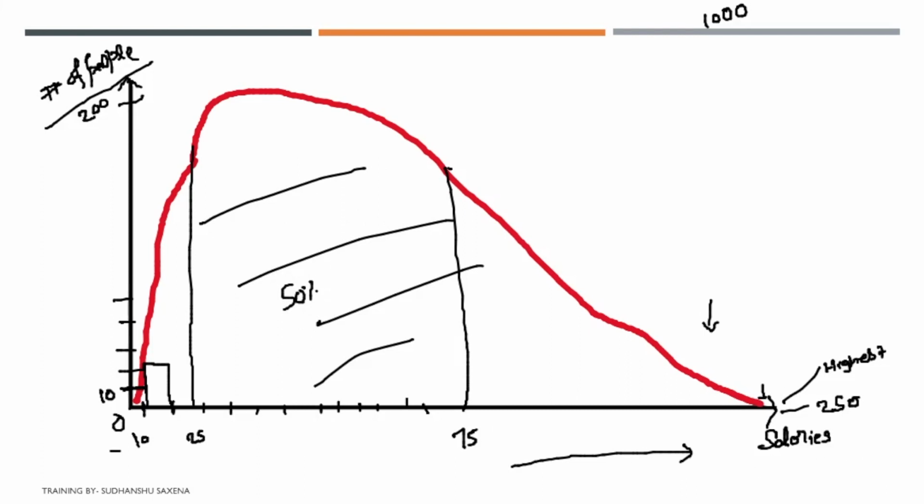So if I want to define the box plot for this data, this is how I will define it. I will just delete this for a while, and this is how my box plot will look like.